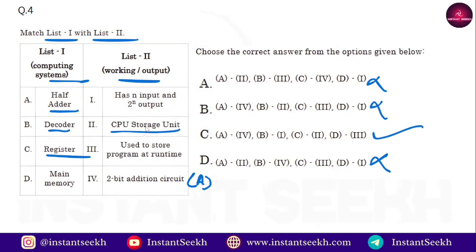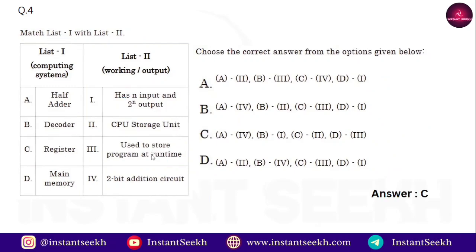Let's see the options. Decoder goes to first, that has n input and 2 raised to n output. Register is your CPU storage unit, and your main memory is used to store program at runtime. So your correct answer will be option number C, that is your half adder is a 2-bit addition circuit. Decoder has n input and 2 raised to n output. Register is CPU storage unit, and main memory is used to store program at runtime. So answer C is your right answer.